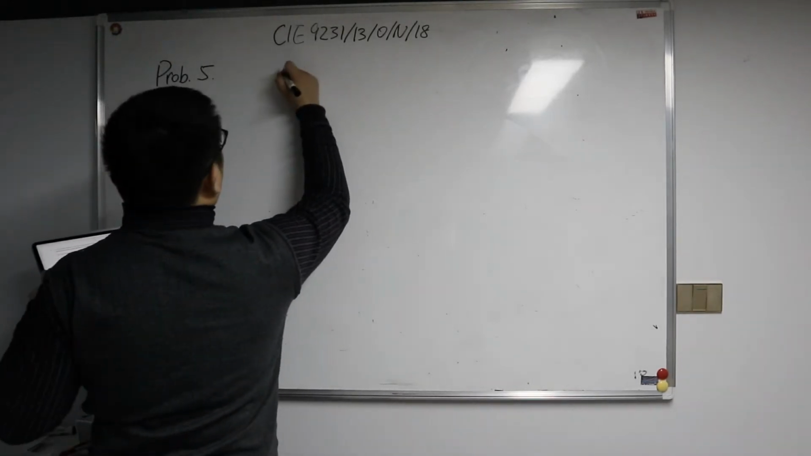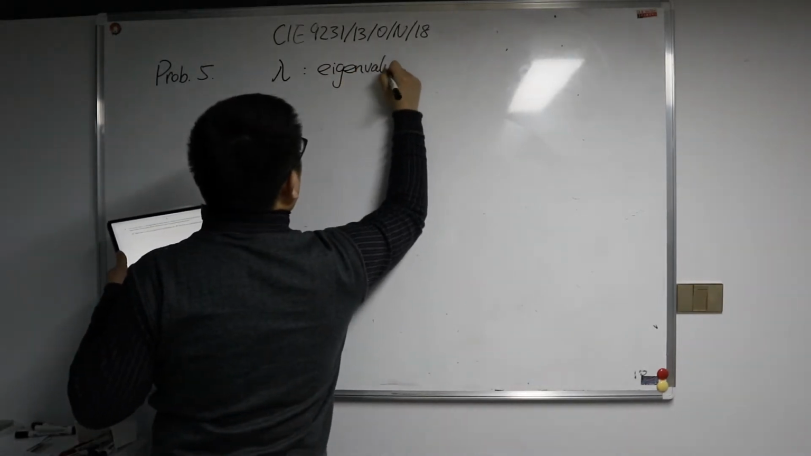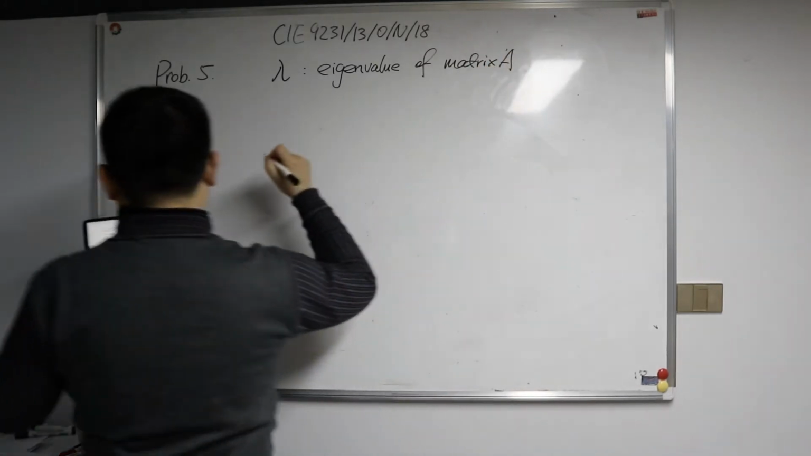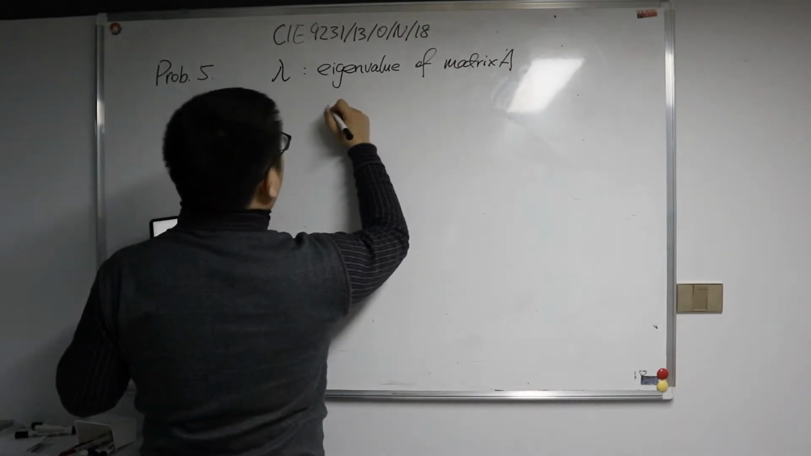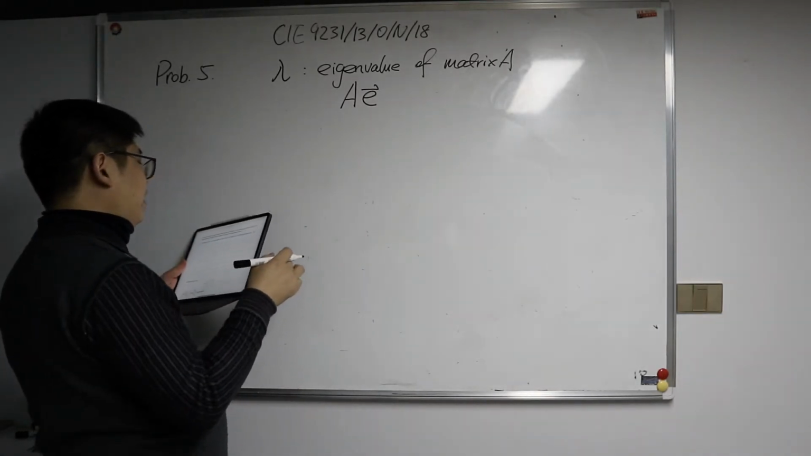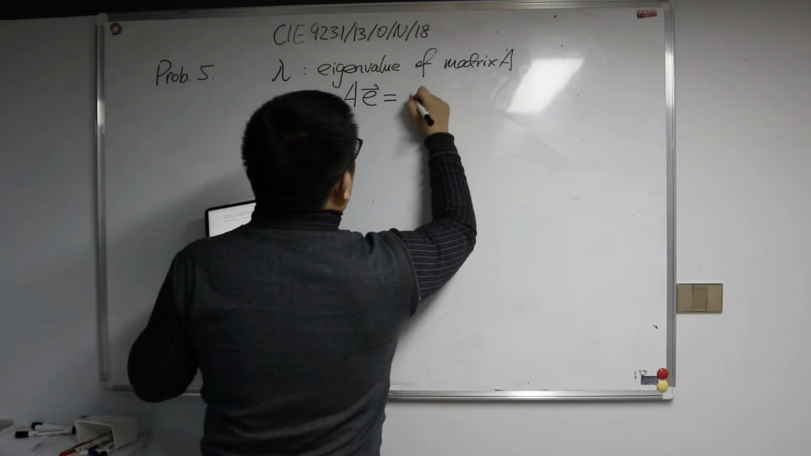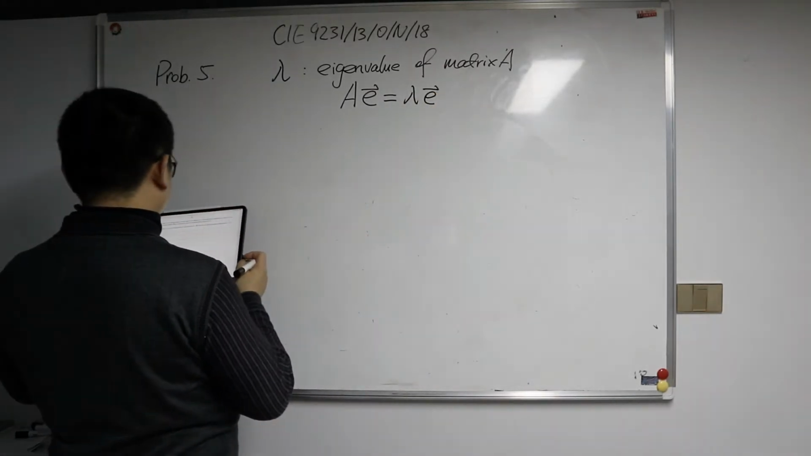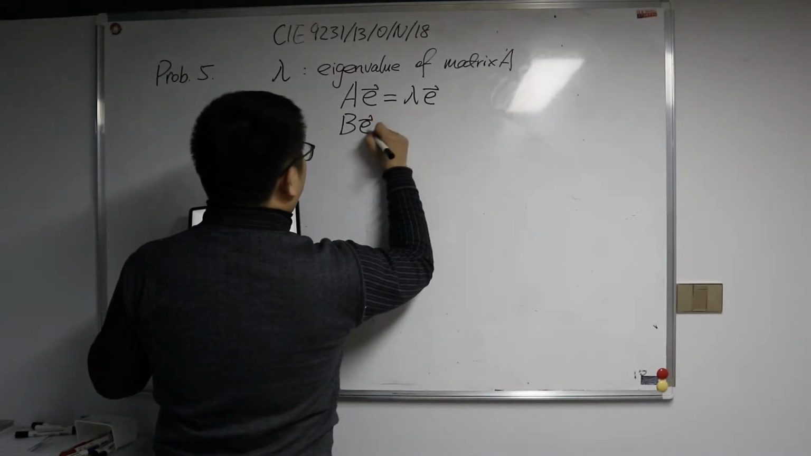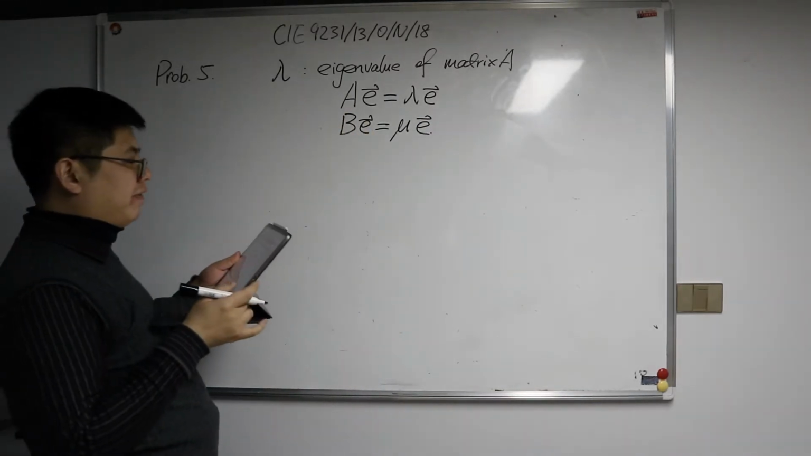First, given that lambda is an eigenvalue of matrix A, and E is the corresponding eigenvector, according to the definition of eigenvector and eigenvalue, we have AE equals lambda E. And similarly, we have another matrix B, and BE equals mu E. So they share the same eigenvector.